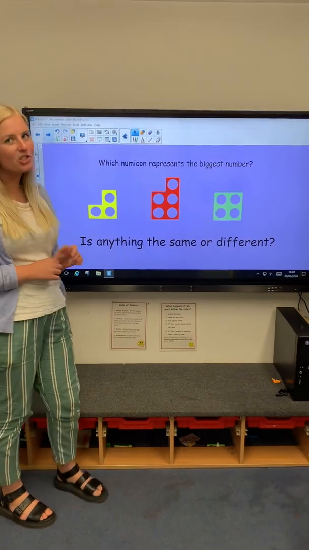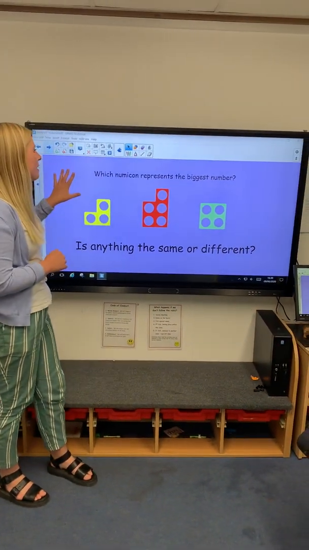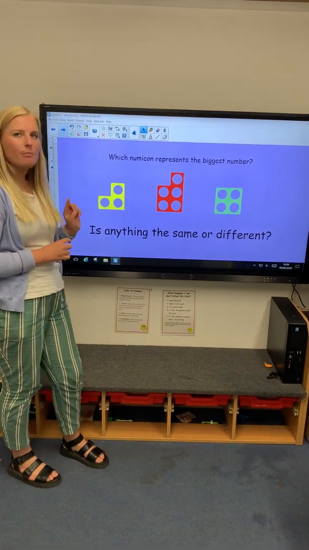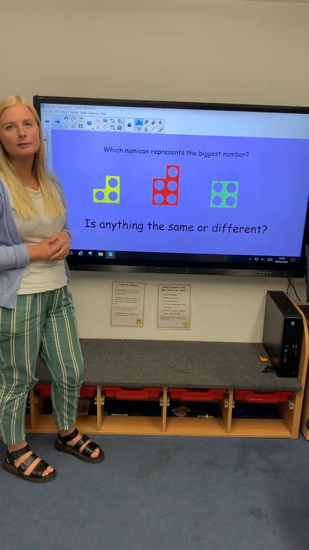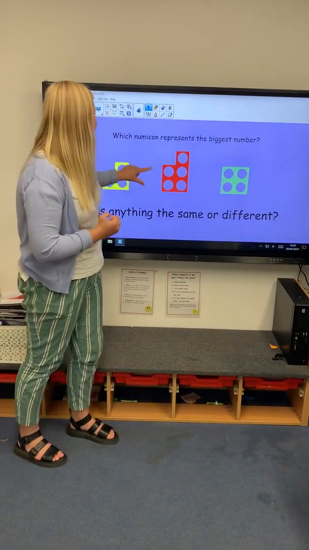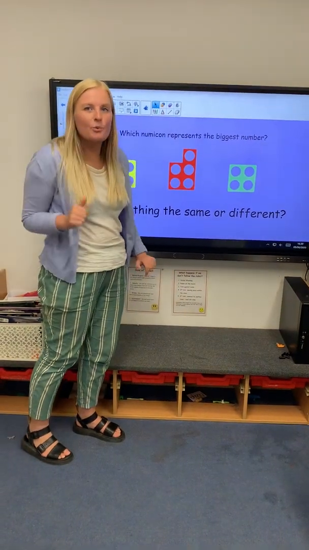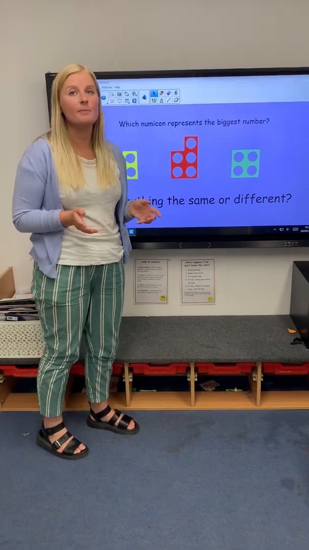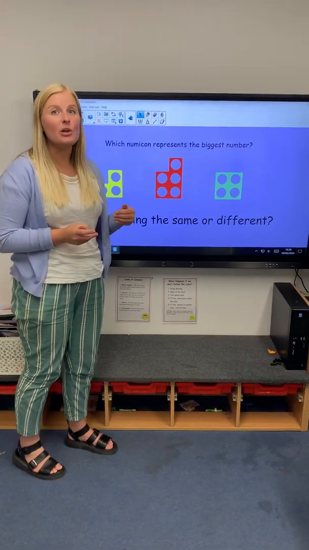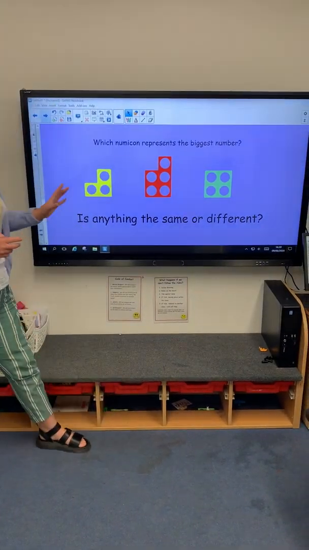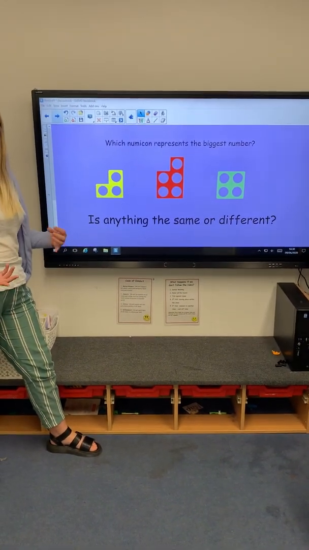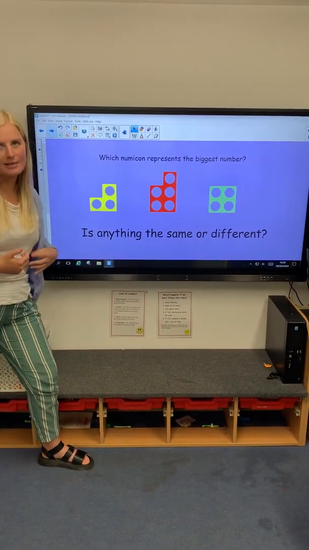Okay, we've got a question today, and it says, which numicon represents the biggest number? That's the first question we're going to work on. Some of you might be looking at the numicon pieces thinking straight away you know exactly what they represent. Some of you might have forgotten how to use them. So we're going to have a go at counting the circles to help us remember what the numicon represent.